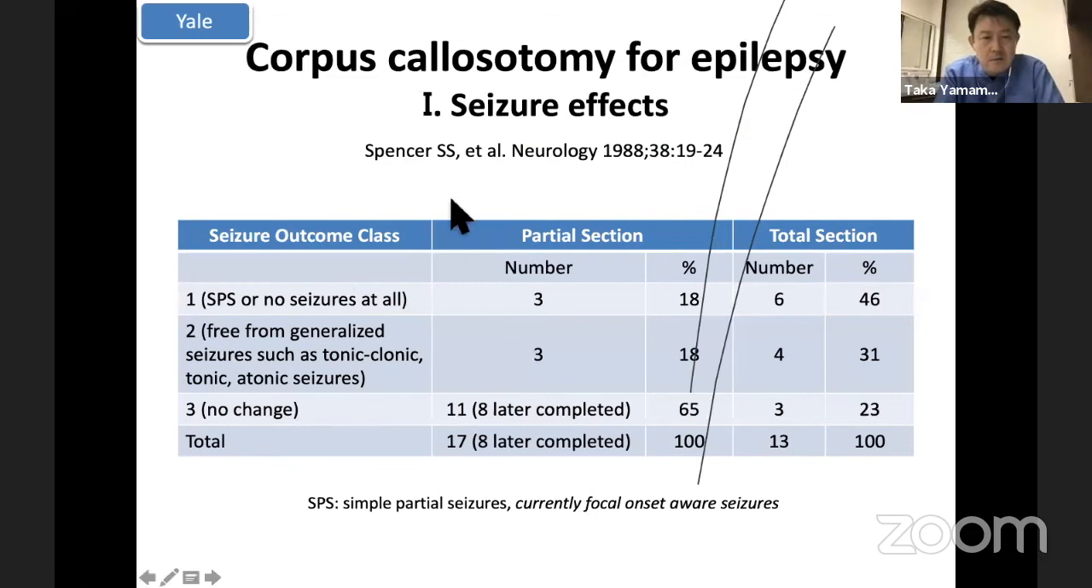We should take a look at a couple of results from a major university and institute. This is from Yale. The seizure outcome classes 1 to 3: 1 and 2 are good, 3 is bad, there's no change. Partial section means that the anterior half or anterior two-thirds of the callosum was sectioned. See, 65% had no change, and then they had additional sectioning for complete sectioning. And with the total sectioning, see, the better outcome in terms of seizure control.